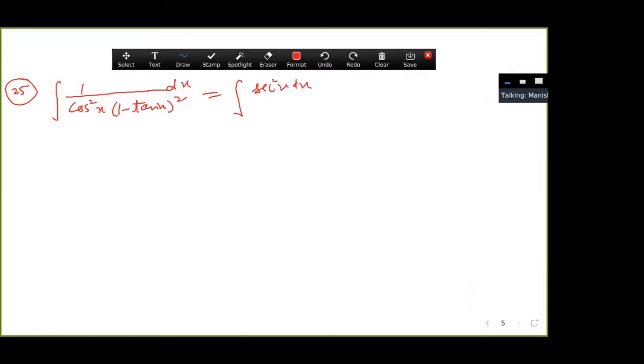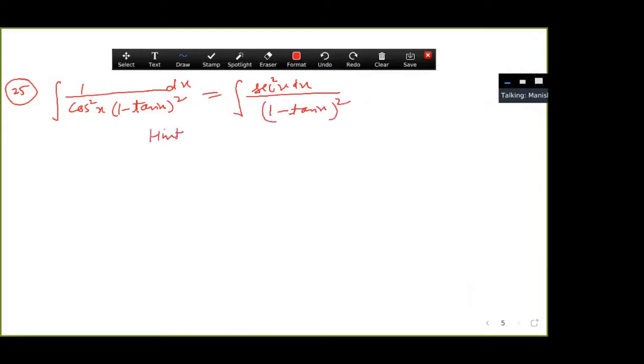Question number 25 is to integrate the function 1 upon cos square x into 1 minus tangent x whole square with respect to x. We can write this question like this: 1 upon cos square x is secant square x dx, upon 1 minus tangent x whole square. Now you can do the question.